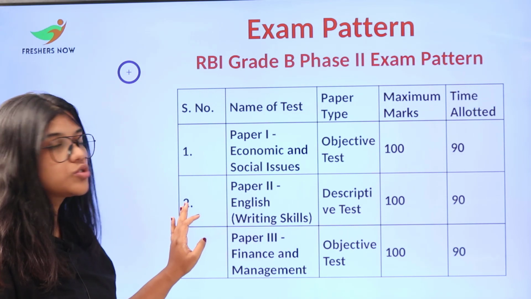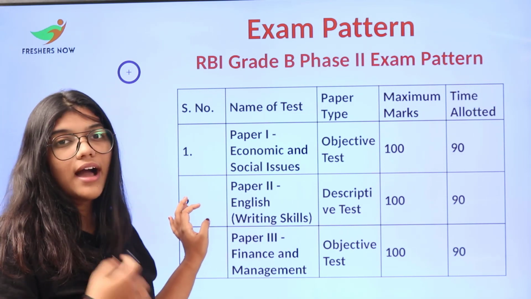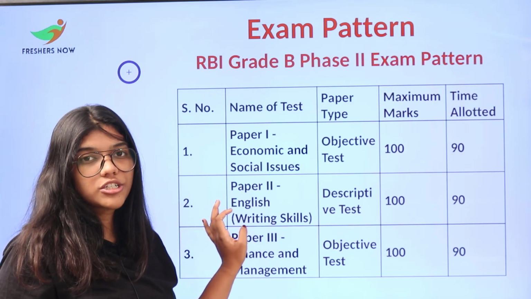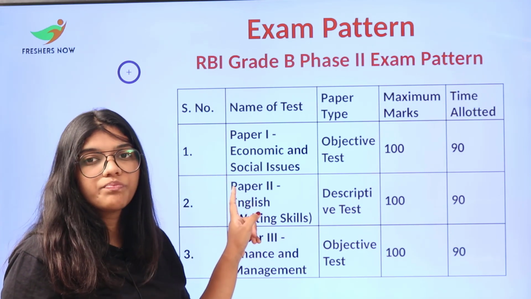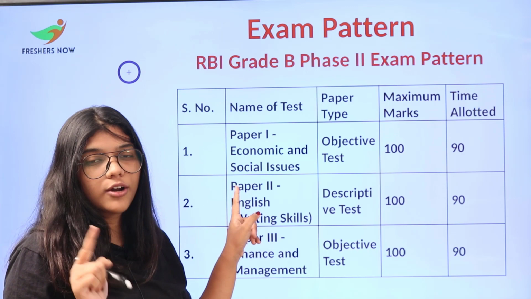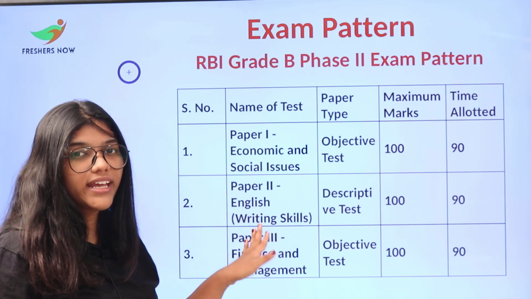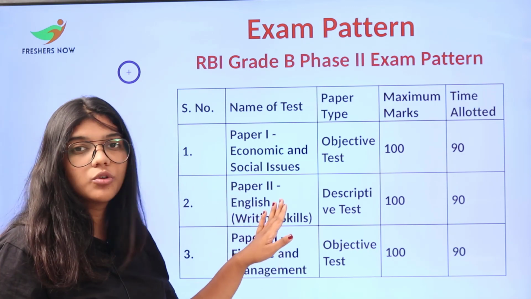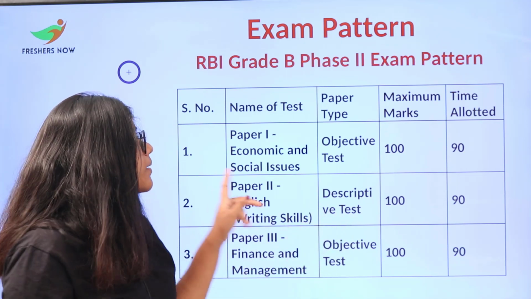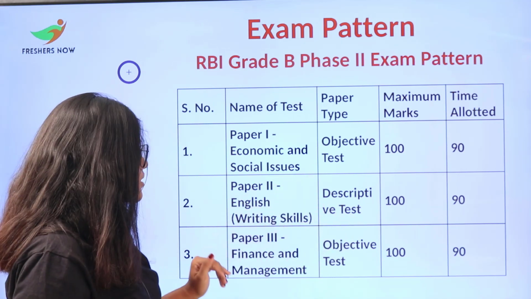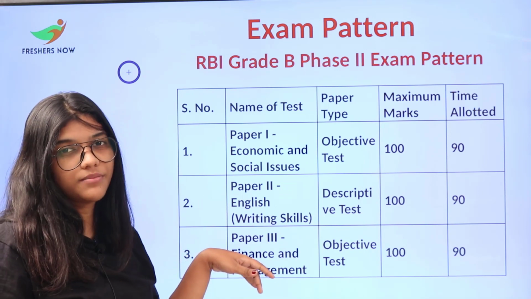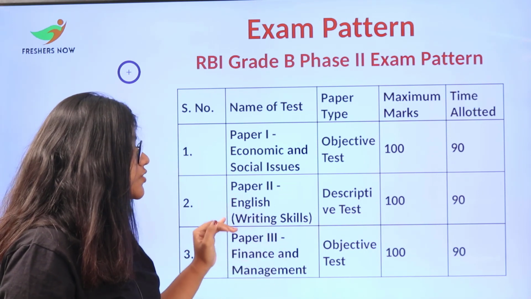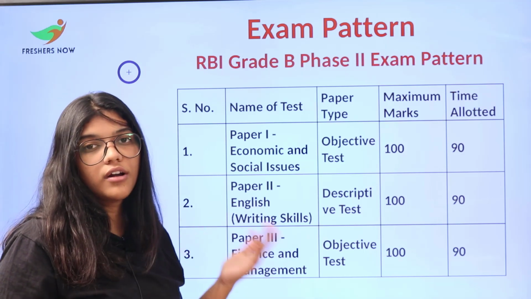For phase 2, which is the mains examination, you will have 3 sections. The first section is the Economics and Social Issues section, which is paper 1. Paper 1 and paper 3 are objective tests, and only English language, which is paper 2, is a descriptive test. Paper 1 objective test is 100 marks, paper 3 objective test is again 100 marks. Paper 3 is related to finance and management. Paper 2, English writing skills, is again for 100 marks.